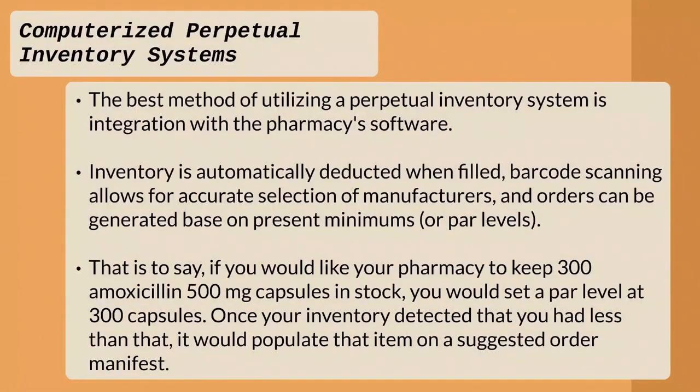There are also computerized perpetual inventory systems. The best method of utilizing a perpetual inventory system is when it's integrated with the pharmacy's software. Inventory is automatically deducted when filled. Barcode scanning allows for accurate selection of manufacturers, and orders can be generated based on the preset minimums or par levels. That is to say, if you would like your pharmacy to keep 300 amoxicillin 500 milligram capsules in stock, you would set a par level at 300 capsules. Once your inventory detected that you had less than that, it would populate them on a suggested order manifest.